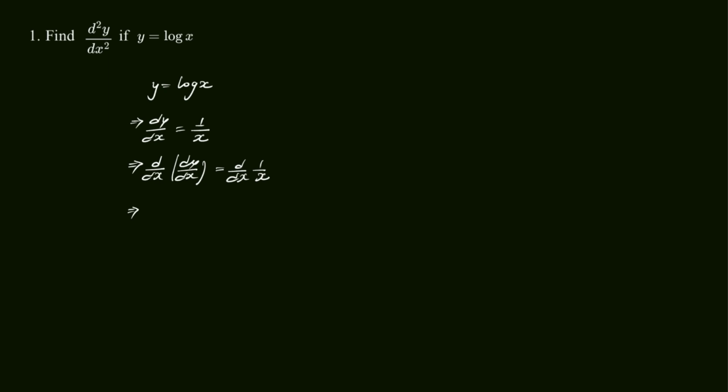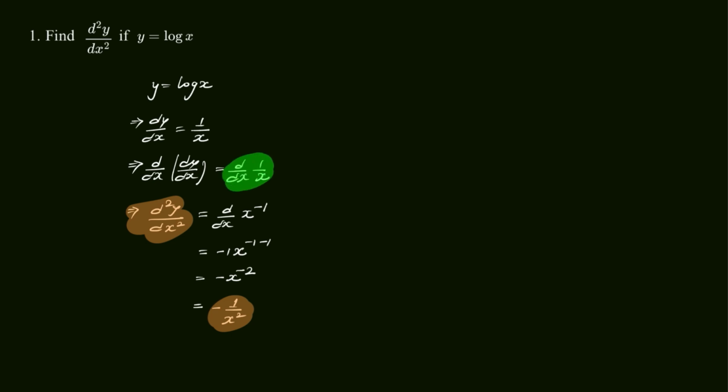Now this can be written as d2y by dx2 equals d/dx of 1 by x, which can be written as x to the power minus 1, and using the formula it will be minus 1 times x to the power minus 1 minus 1, and that is minus x to the power minus 2, and hence it can be written as minus 1 by x square. So the value of d2y by dx2 is minus 1 over x square. One thing I want you to note, treat this as a formula, that is d/dx of 1 by x you can directly write as minus 1 by x square.